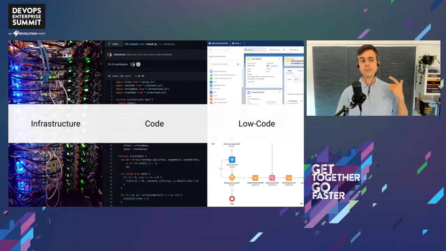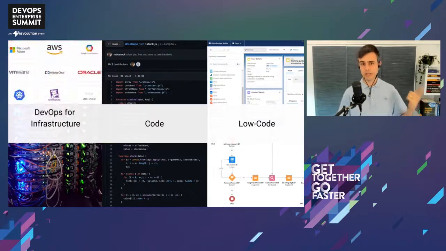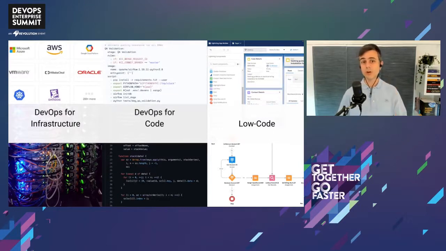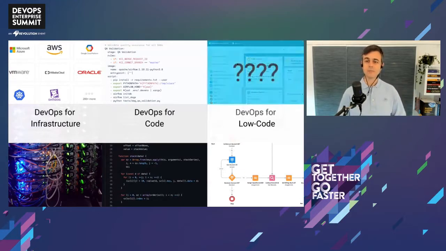elements. Now, when we're talking about DevOps for infrastructure, we're talking about all these cloud platforms, AWS, GCP, technologies like Kubernetes and so forth. When we're talking about DevOps for code, we're typically talking about build pipelines and CI/CD and build scripts and so forth. What are we talking about when we're talking about DevOps for low code? That's what I'm going to cover today.